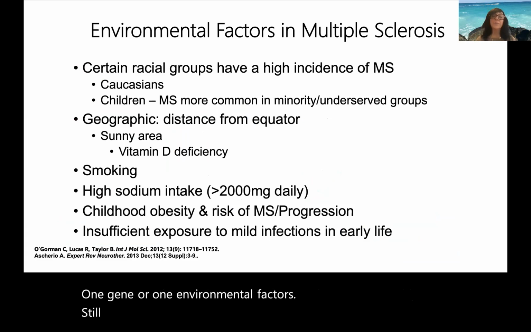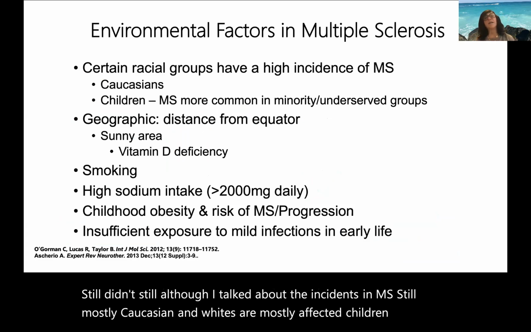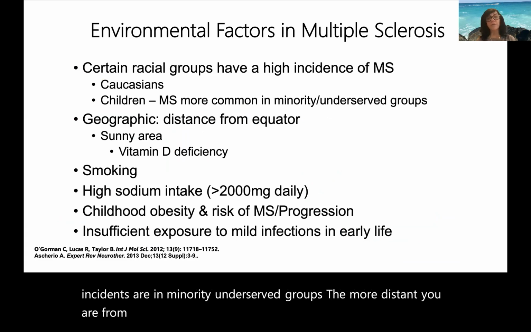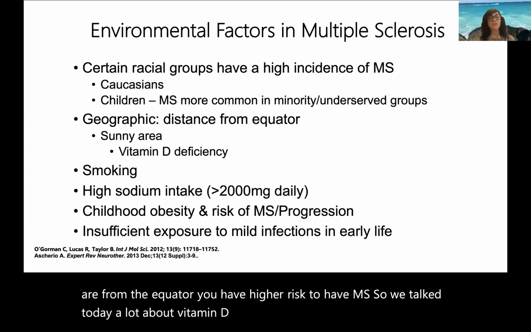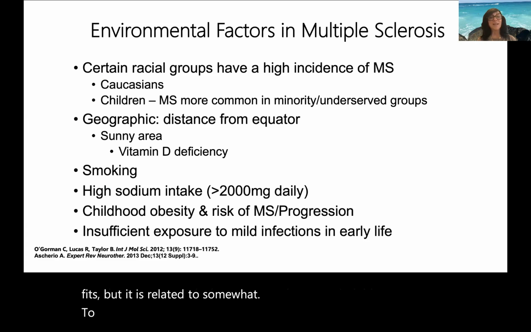Still, although I talked about the incidence in MS, mostly Caucasians and whites are affected. In children, increased incidence is seen in minority underserved groups. The more distant you are from the equator, the higher your risk of having MS. So we talked today a lot about vitamin D deficiency. I'm not quite sure where it fits, but it is somewhat related to the disease itself.